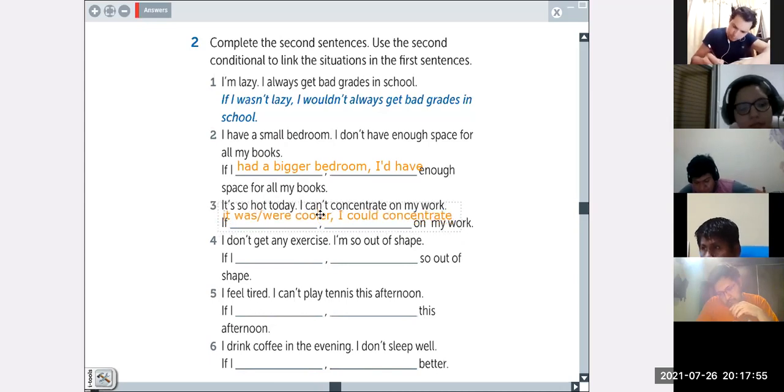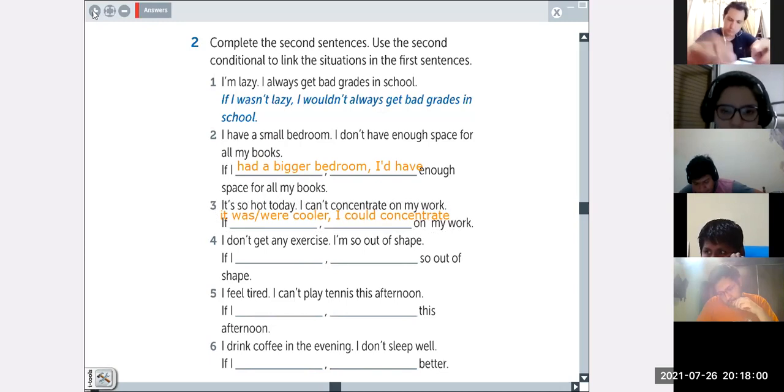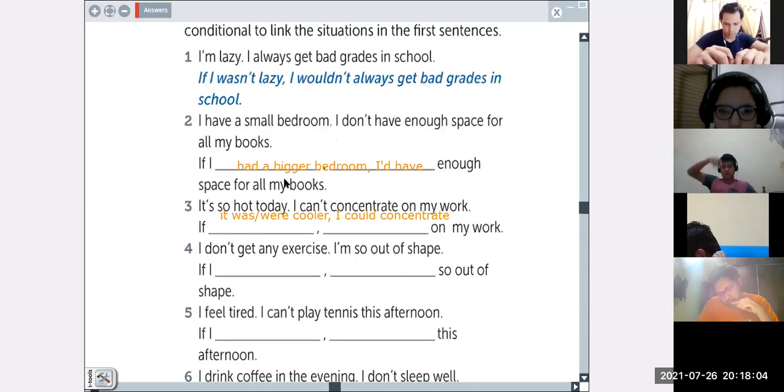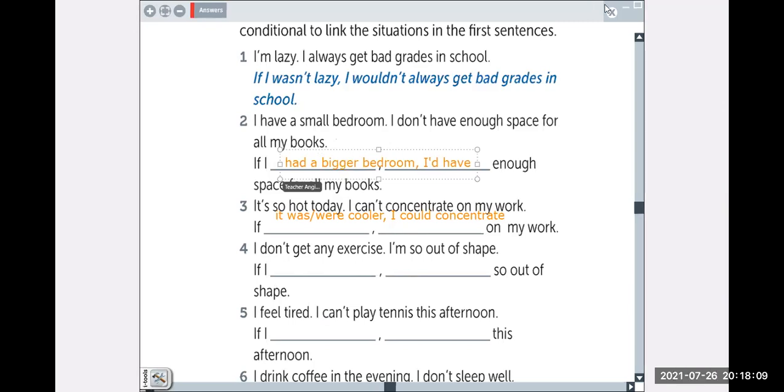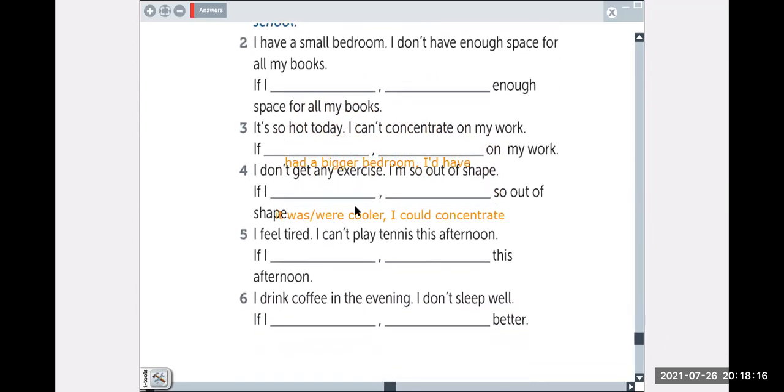Any other options? If it weren't hot today, I could concentrate. Yes, if it weren't, right? Yes, we can say that too. If it weren't so hot today. So hot, it's better, right? I could concentrate on my work.